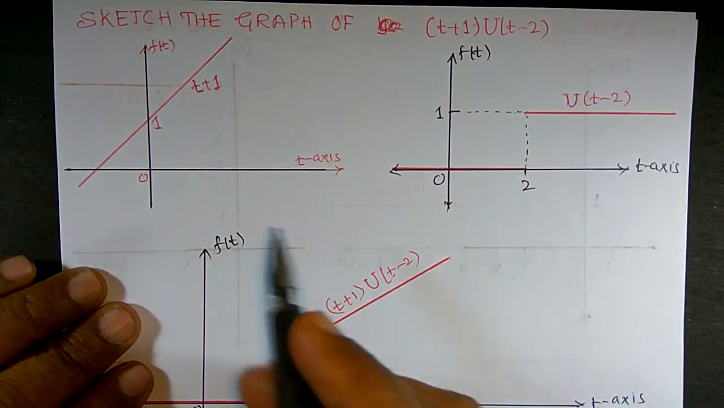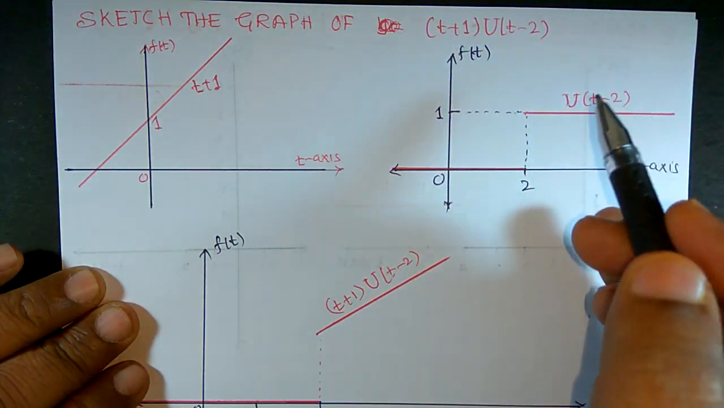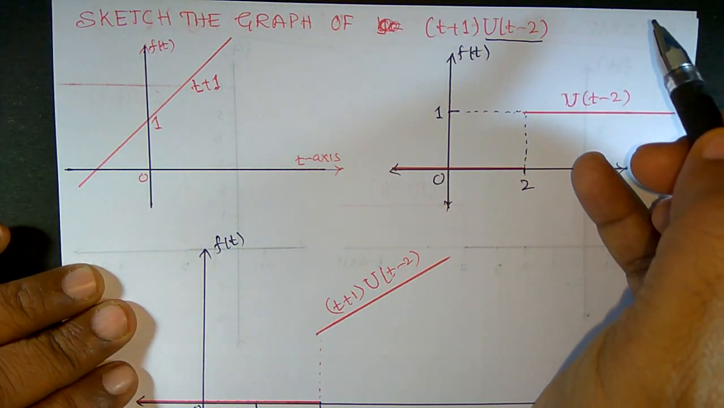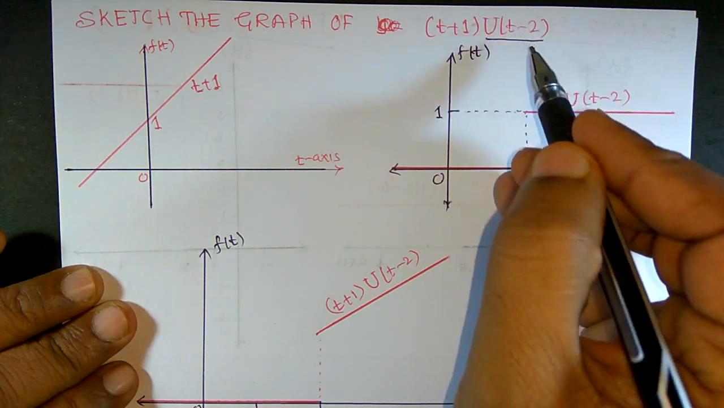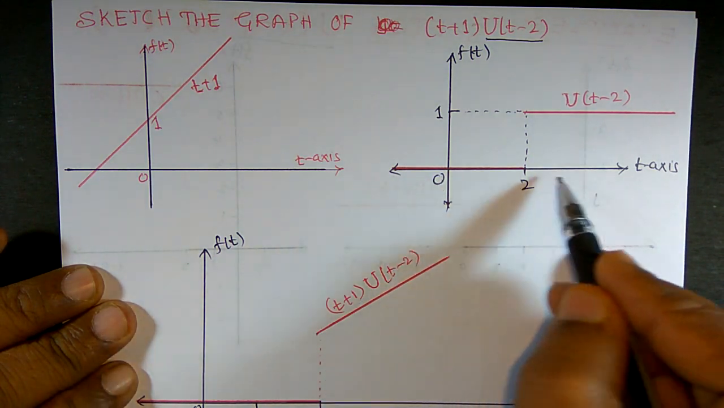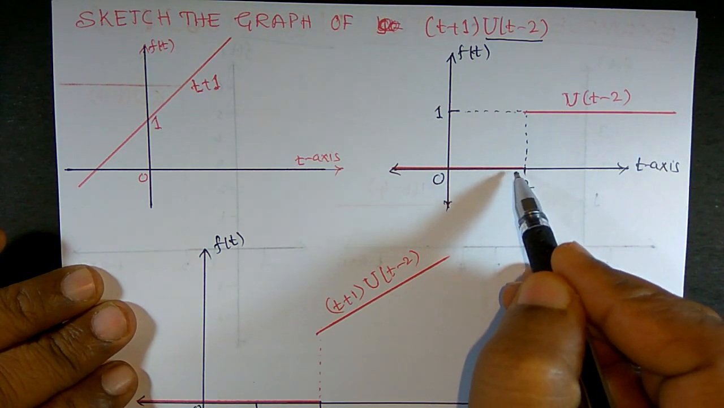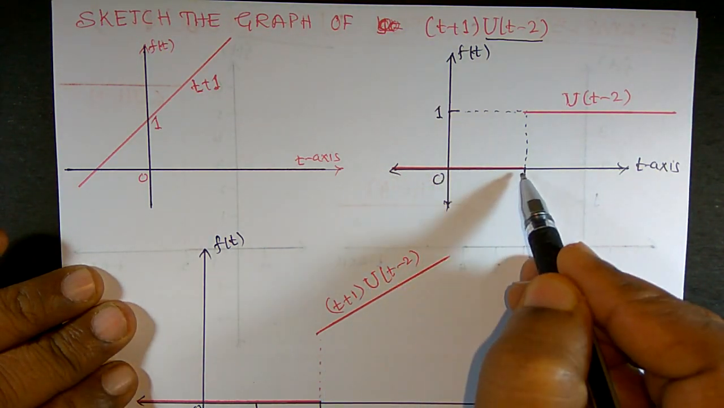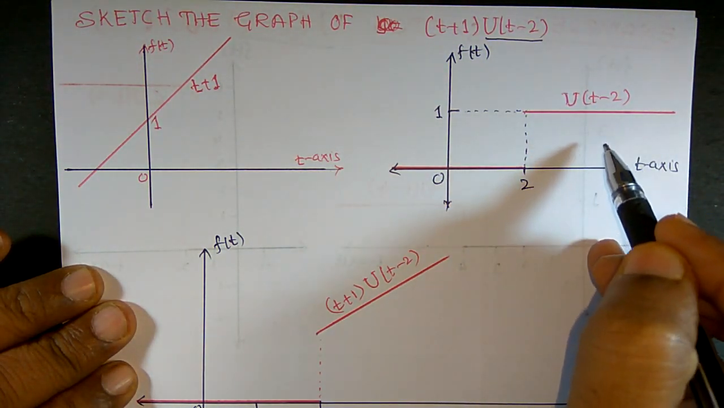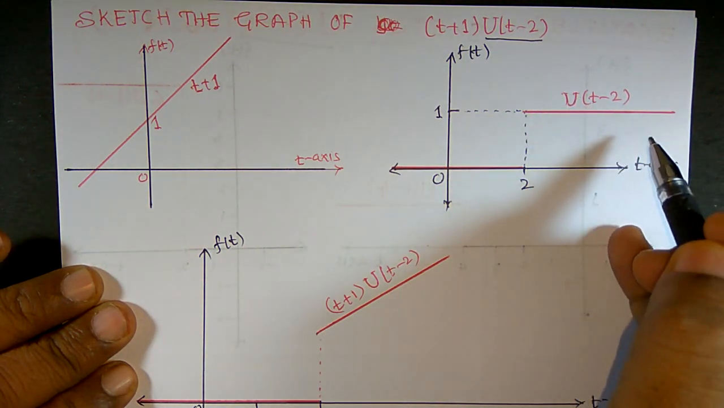Sometimes they may ask us to sketch the graph of t plus 1 into u of t minus 2, and we know that it is a unit displaced function. So when we draw the graph of this function, I hope you'll get a graph like this, right? So this axis is called the t-axis. When t is strictly less than 2, you will get the values on the t-axis. When t is greater than or equal to 2, it will maintain 1 unit height, and you will get a line like this. That's why it is denoted by u of t minus 2, right?